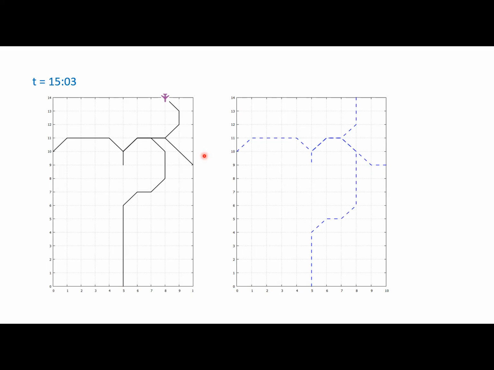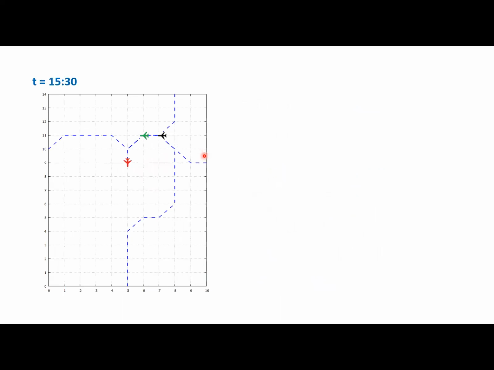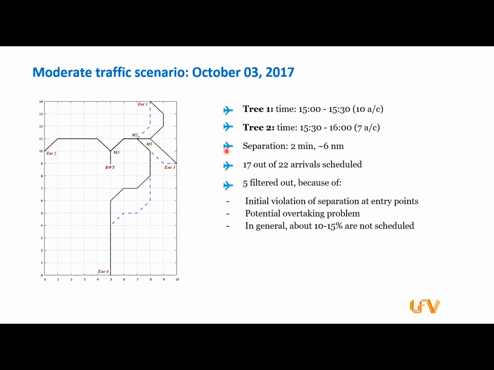So the aircraft arrive within the first half an hour. 10 aircraft go along this arrival tree. And when the second half an hour comes in, another tree becomes the star. Well, the aircraft that are still in the air finish landing, but the new aircraft, and there are 7 of them, they use the second tree. So with using these 2 trees, we were able to put in 17 arrivals, all on CDO trajectories. That's considered medium density traffic.